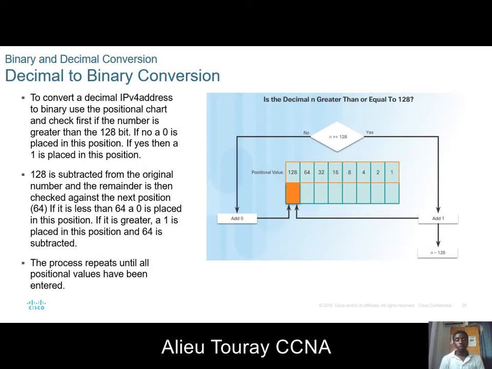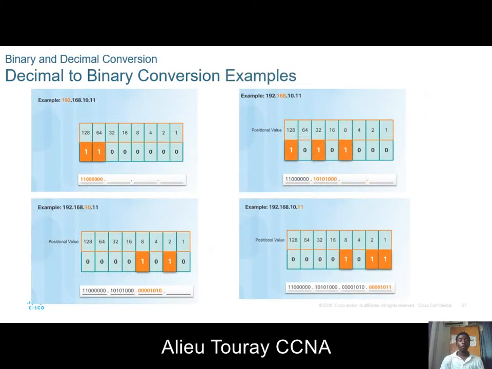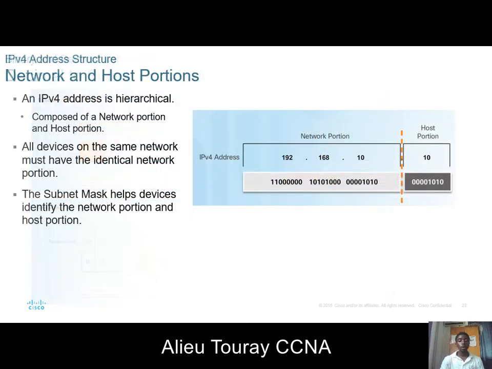So to convert a decimal IP version 4 address to binary, we use a positional chart. You can use any other version. This is a simple one that can be used to convert from decimal to binary, so you will have a different way to do that. Alright guys, I am going to do this with you when we meet here.